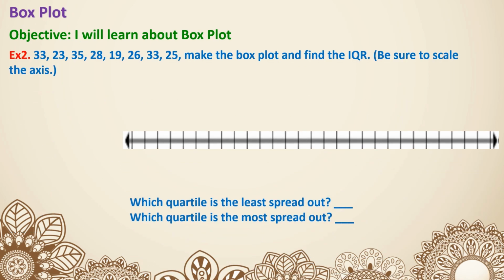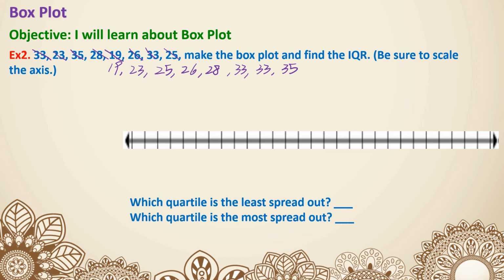Example 2. It's the same idea, and I'm going to ask you to pause here and try it out. Then you can come back to check your answers. Let's have a look. First step, of course, you got to put the numbers in order. 19, 23, 25, 26, 28, 33, 33, and 35. There you go.